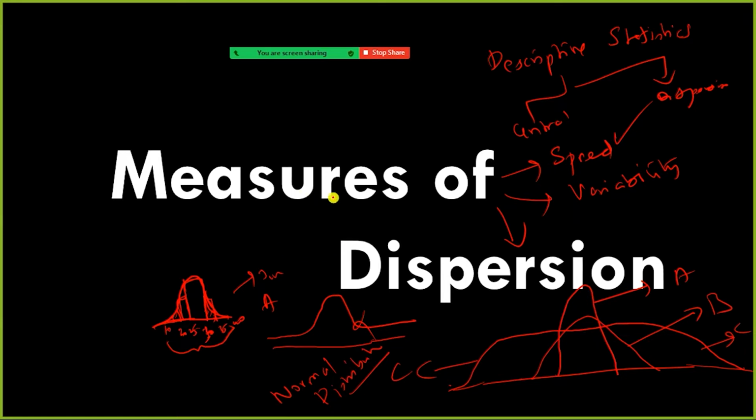I will explain this measures of dispersion or spread with an analogy. Let's say you are a businessman doing business in your village. Apart from your shop, there are no other shops. You don't have any competitor. All the customers in your village come and buy from you.